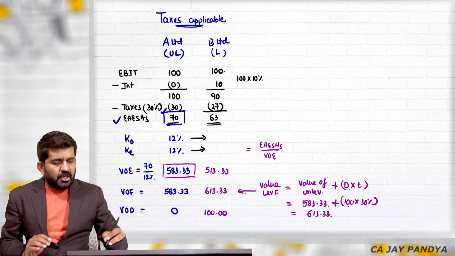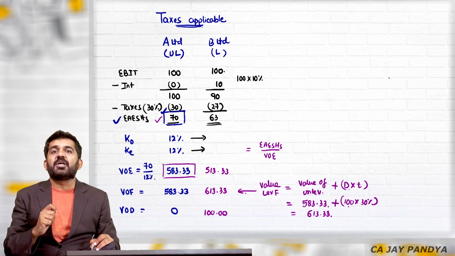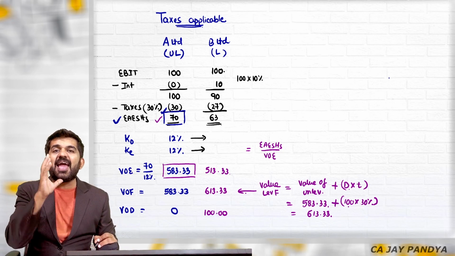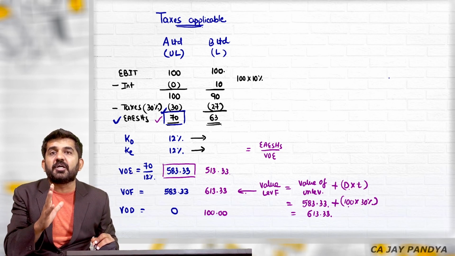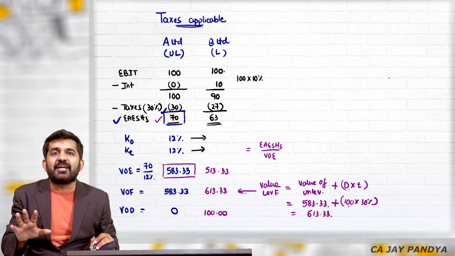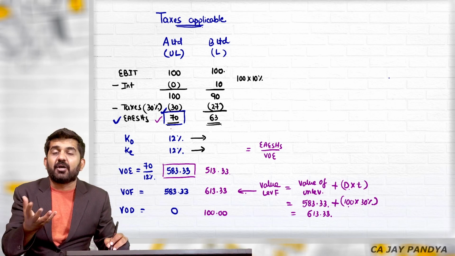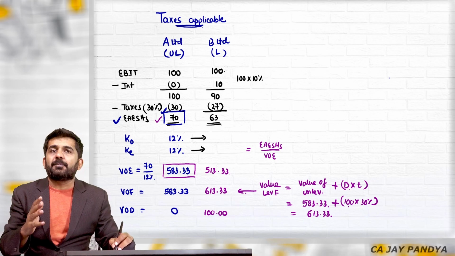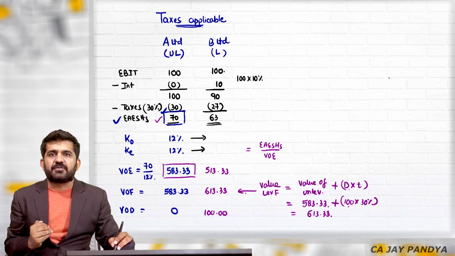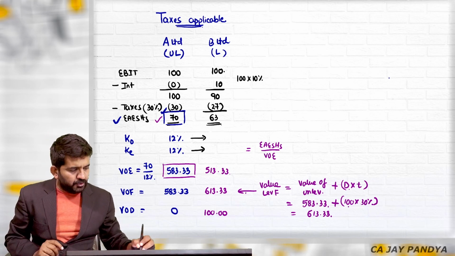Sir, logic? The logic is that earnings available to equity shareholders are exclusively available to equity shareholders. No government intervention is there in this profit. 70. The government is already paid. This 30 rupees is already paid, and then we have got the answer of 70. So there will not be any change. We can use this formula.